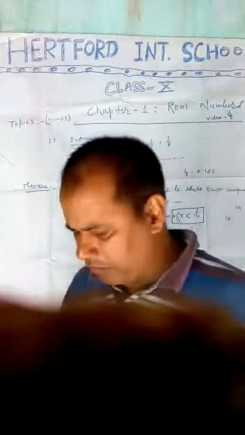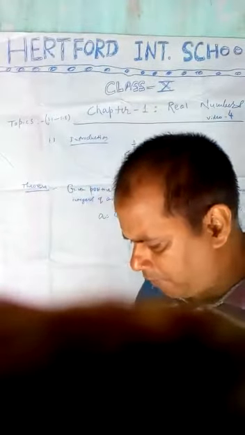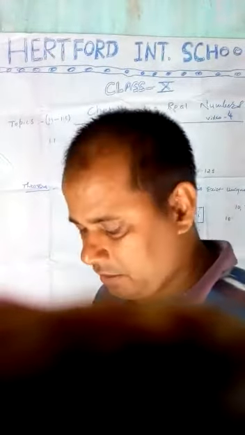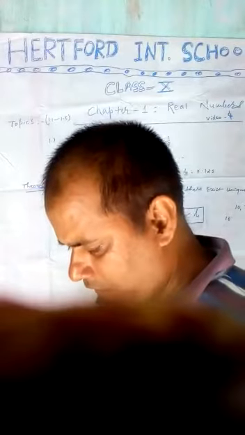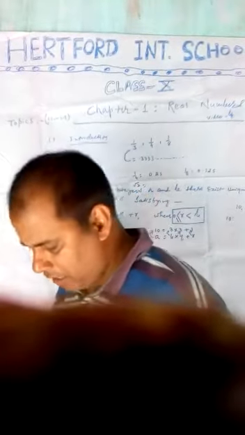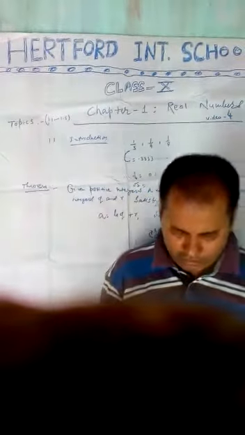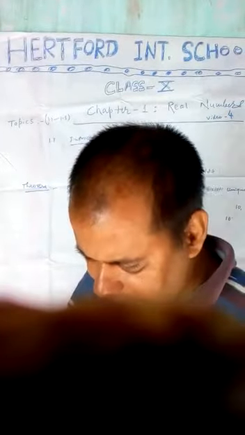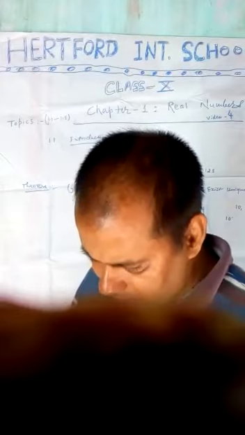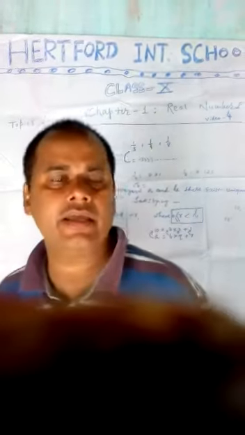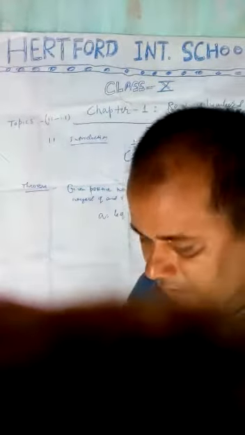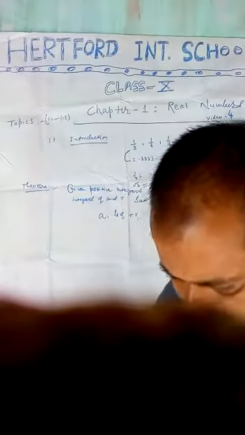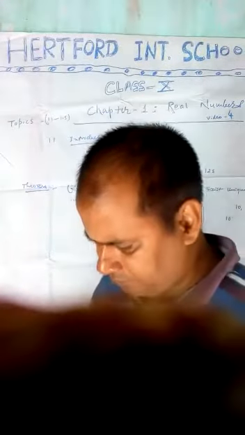Euclid's division algorithm is a technique to compute the highest common factor, HCF, of two given positive integers. Recall the HCF of two positive integers a and b is the largest positive integer d which divides both a and b. Let us see how the algorithm works.